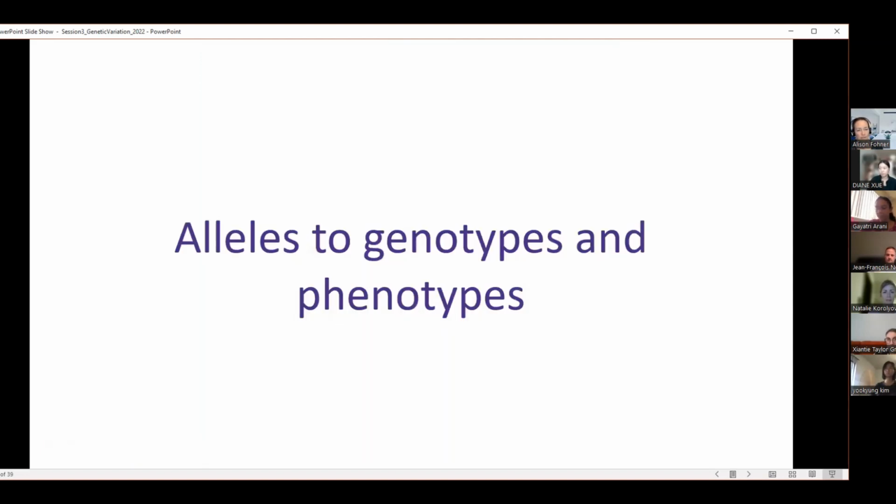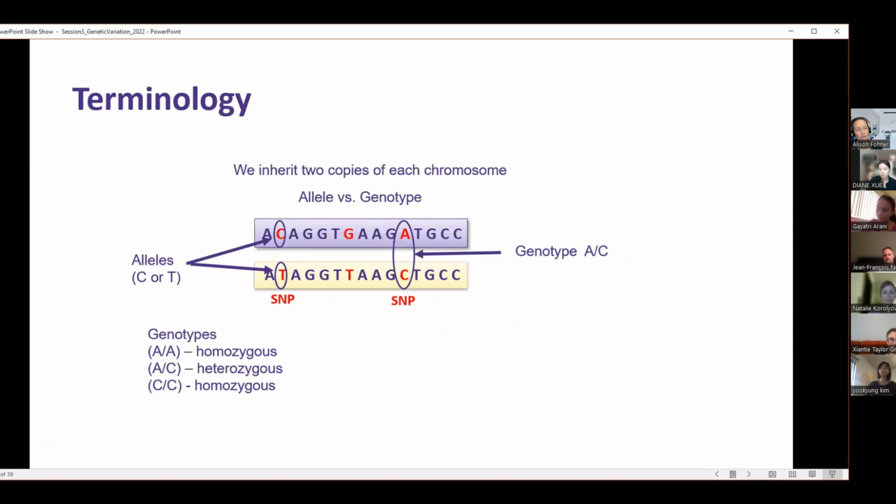So let's talk about how we think about the DNA changes in the context of having two chromosomes that are paired, that often have matched genetic information, and then the phenotypes that we actually measure. Because we inherit two copies of each chromosome, we have to think about genetics in pairs, where we have two strands of DNA, and we're considering the genotype on both of those chromosomes. So we have an allele, which is the version of DNA that's at a particular location on one chromosome. We can have an allele being either the C or the T at that single nucleotide polymorphism.